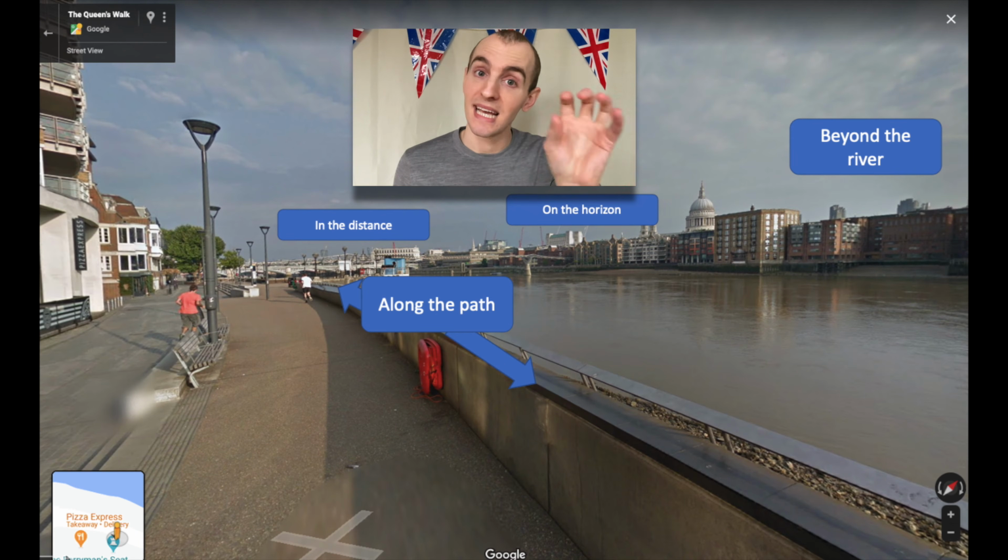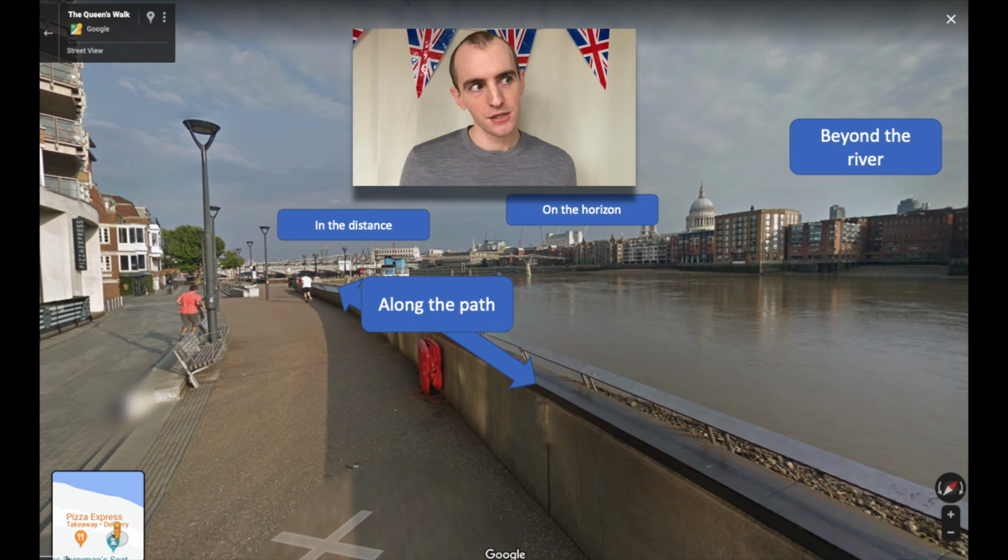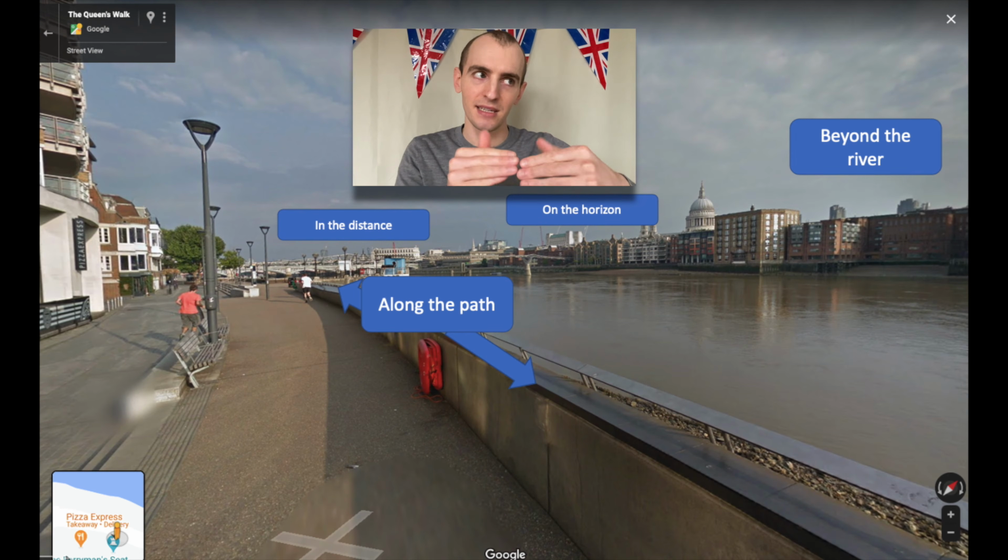We always say in the distance. So what else can you see in the distance in this picture? Another good direction phrase is along. Along the path, along the road. And as these arrows kind of indicate, along just means going in the same direction. It's a little bit like parallel, the similar direction.